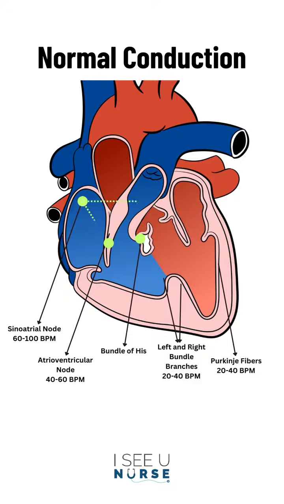Normal conduction happens through the SA node, down through the AV node, through to the bundle of His, down through the left and right bundle branches, and then through to the Purkinje fibers, with each of these having its own individual rate associated with them.